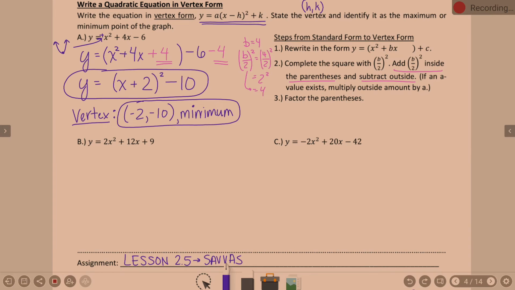We have to add one more step on B and C. That's slightly different because B and C have A values. But other than that, you guys got it. So, y equals 2x squared plus 12x plus 9. We're being asked to convert this to vertex form. So A, rewrite it in the form x squared plus bx in parentheses and then plus c.